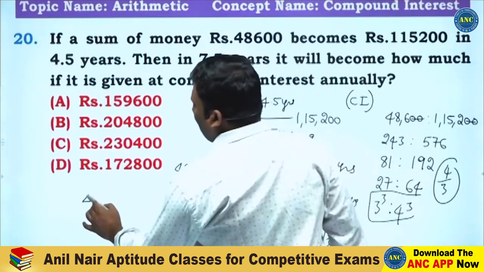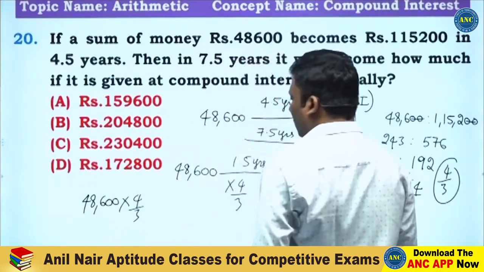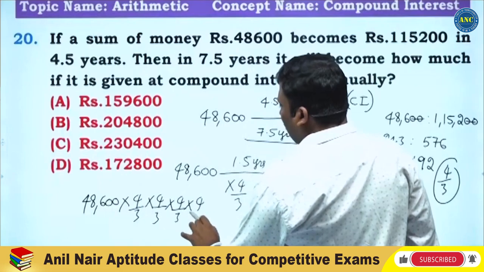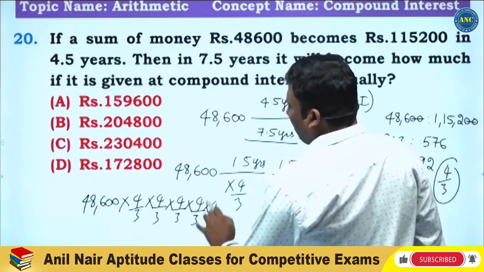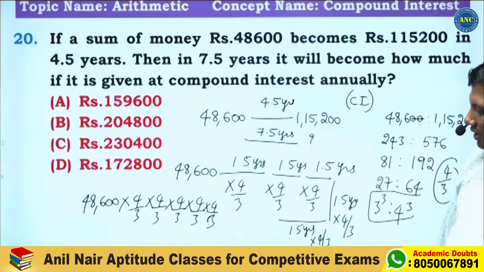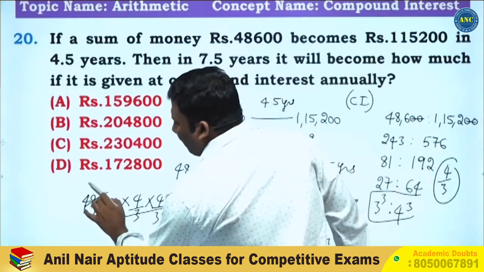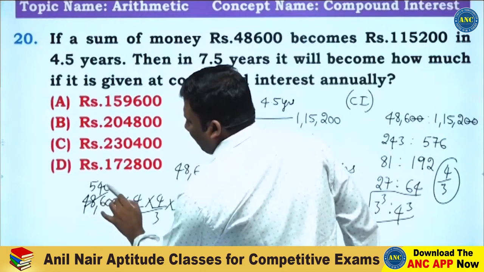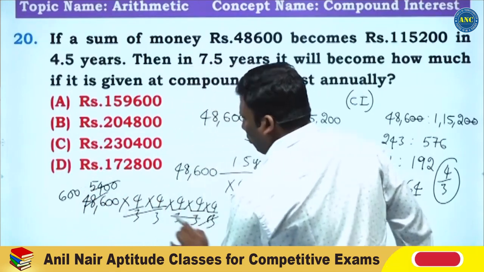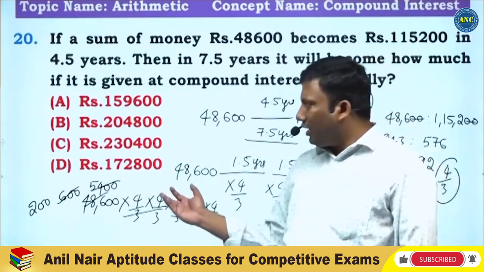So 48,600 into 4 by 3, 4 by 3, 4 by 3, into 4 by 3, into 4 by 3. I hope it is clear. So how much will this become? Let us see. 9 5s are 45, 5,400. 9 600s are 5,400. Now you can calculate it.